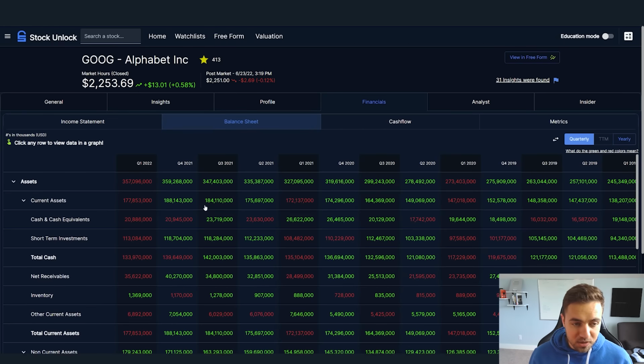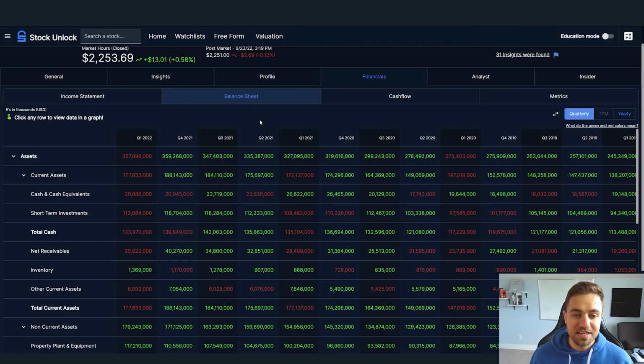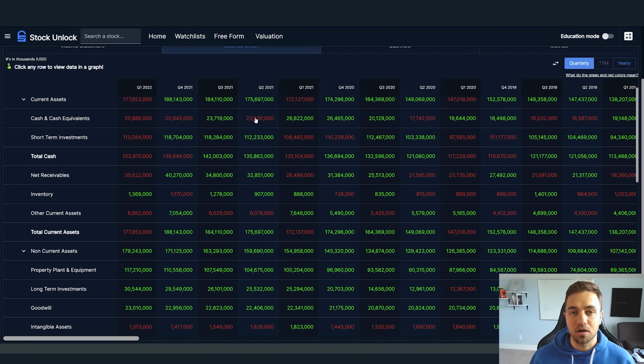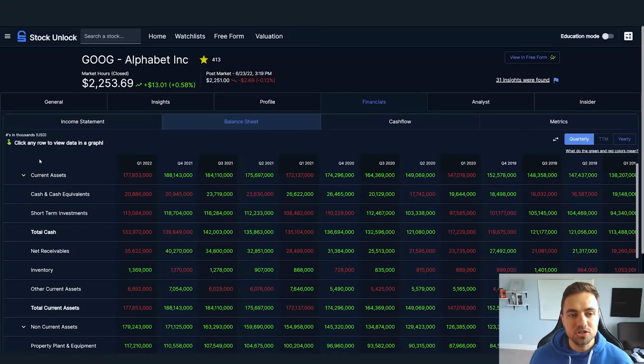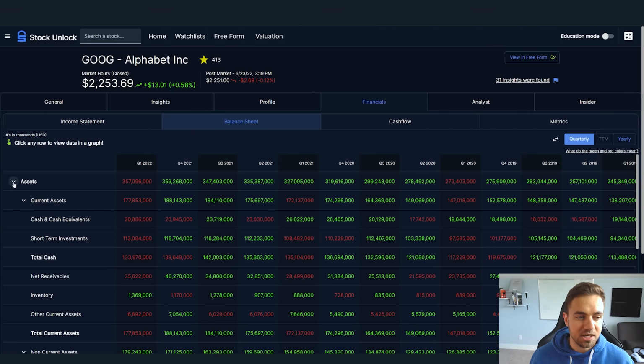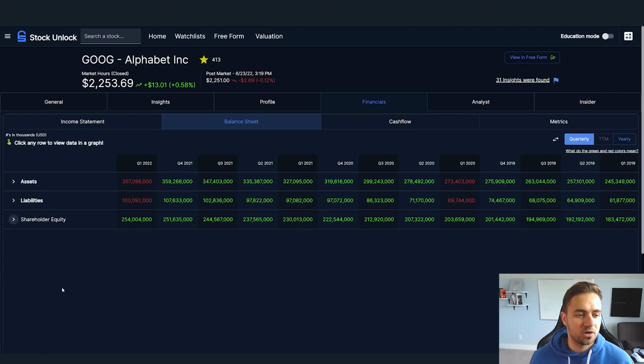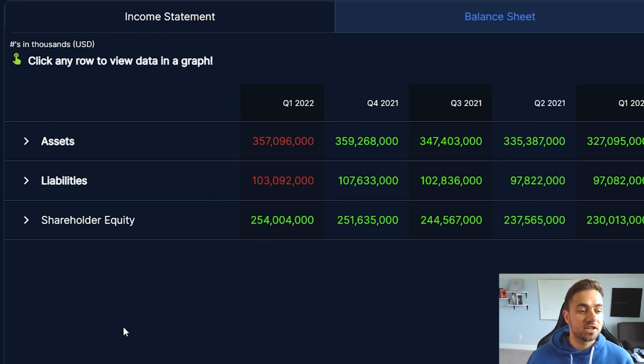Now, when you get to a company's balance sheet, what you're going to see is literally just a wall of numbers. And if you're someone who does not love numbers, then this is probably going to be incredibly intimidating to you. And I promise that it's not actually that intimidating, and there are just some key things that you want to look for here. But to make all of this less intimidating, what we can do is actually just collapse all of these rows, and then what we are left with is the company's assets, its liabilities, and its shareholder equity. Now, let's just dive into this.